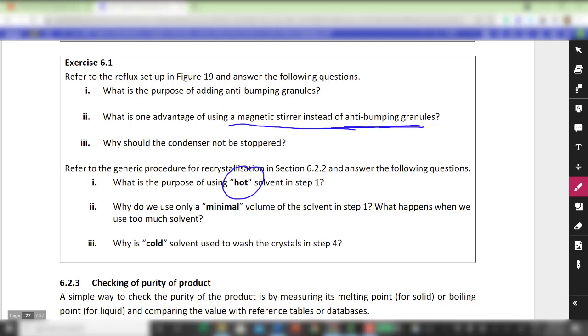Okay, why only minimum solvent? If you have too much solvent, then you're risking some of the compound staying dissolved in the solvent, and you're going to lose some of it.